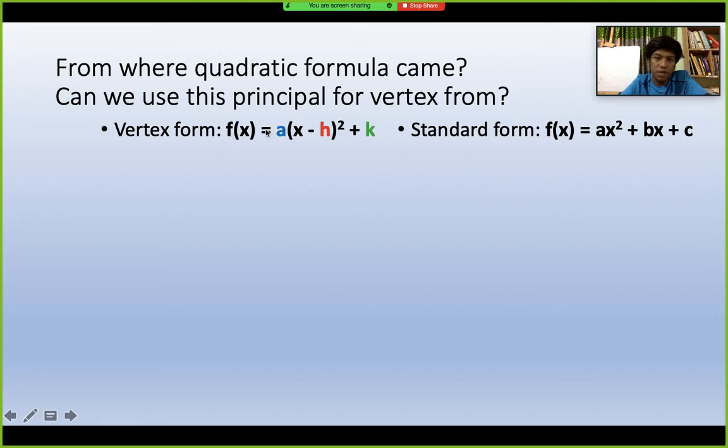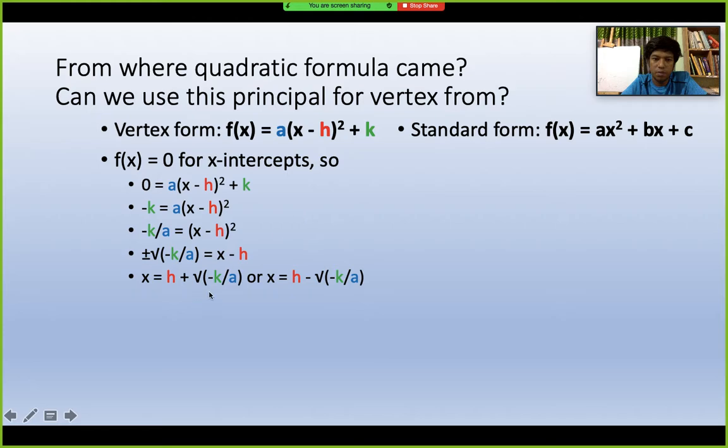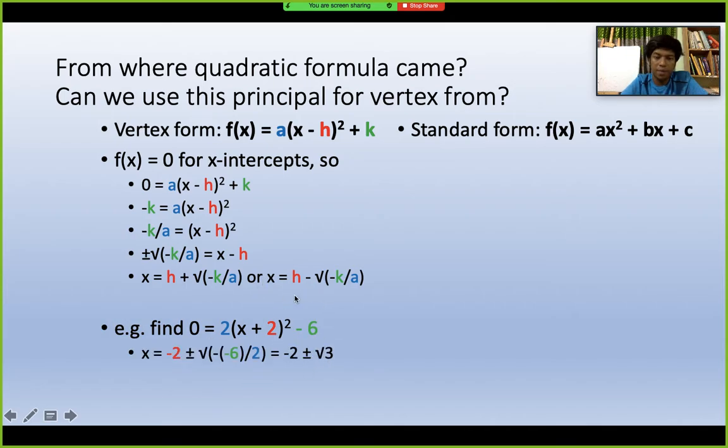If we want to find the x-intercepts, how does it look? We put y equal to 0, then do some calculations to find the x-intercepts. Then we have these two values for x, one positive and one negative. So we have two x-intercepts from this vertex form. This is one example: suppose this is the function in vertex form, what are the x-intercepts? We do the calculation and we get them.